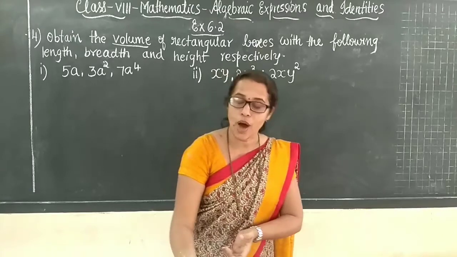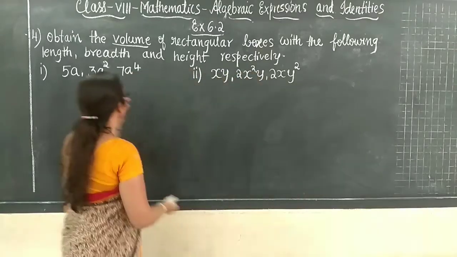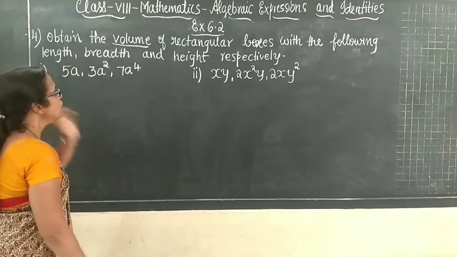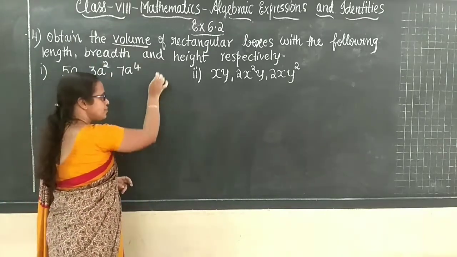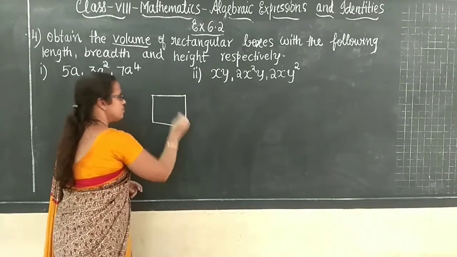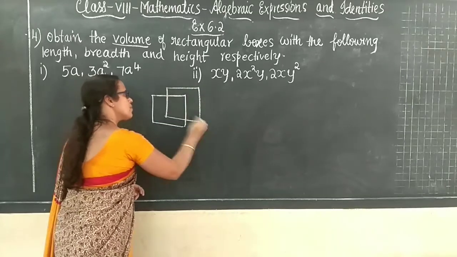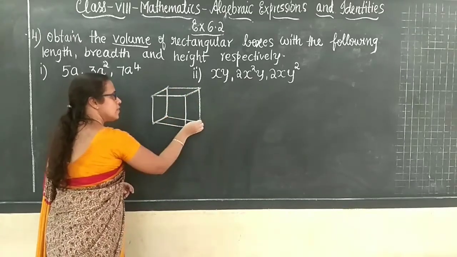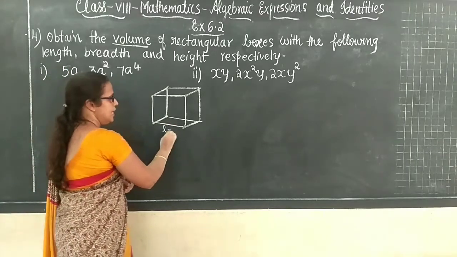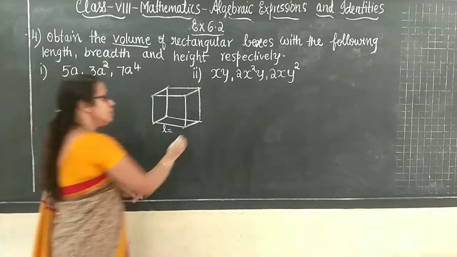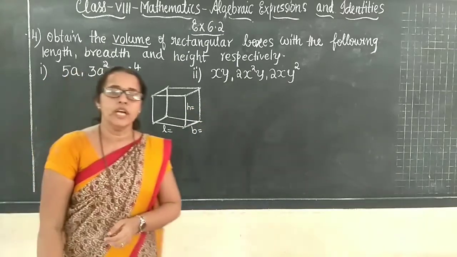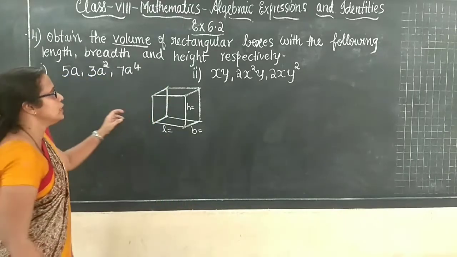So how do we find the volume? To find volume, there should be a three-dimensional figure. There should be a length, and if the length, breadth and height are given, we can easily find the volume of a particular box.